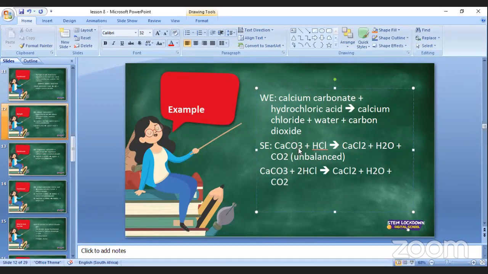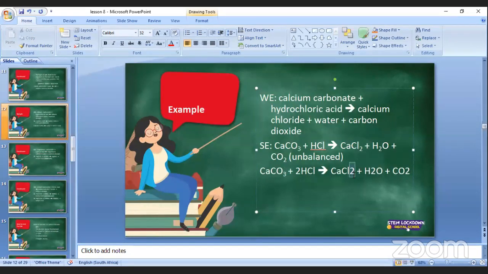Let us look at this one. This CO3, grade 9, already tells you that you're going to have 3 products: a salt, water, and carbon dioxide. When you see CO3 in the reactants, you already know that your products will be 3. It will be a salt, it will also be water, and it will also be carbon dioxide. Hope you are taking notes, grade 9, because now I'm balancing it for you.